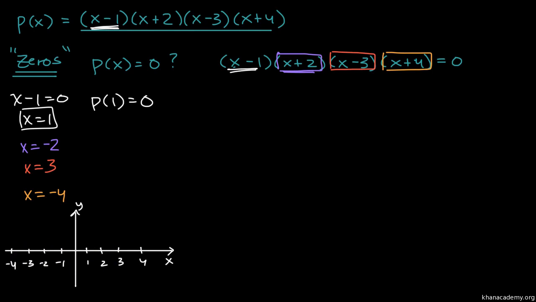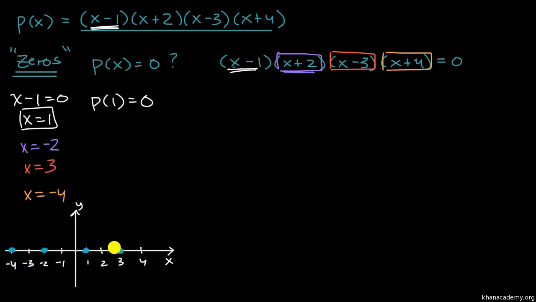We know that this polynomial, p of x, is going to be equal to 0 at x equals 1. So it's going to intersect the x-axis right there. It's going to be equal to 0 at x equals negative 2, so right over there. At x equals 3, right over there. And x equals negative 4.